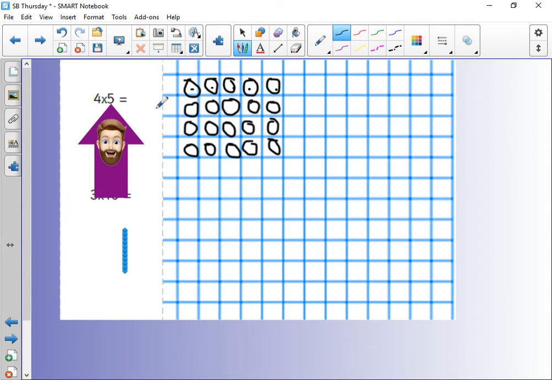Remember, we've not finished yet because we've got to find the answer. Let's count up in 5s and dot each row. 5, 10, 15, 20. So the answer is 20. And again, I did that in rows, but you could also do that in columns.